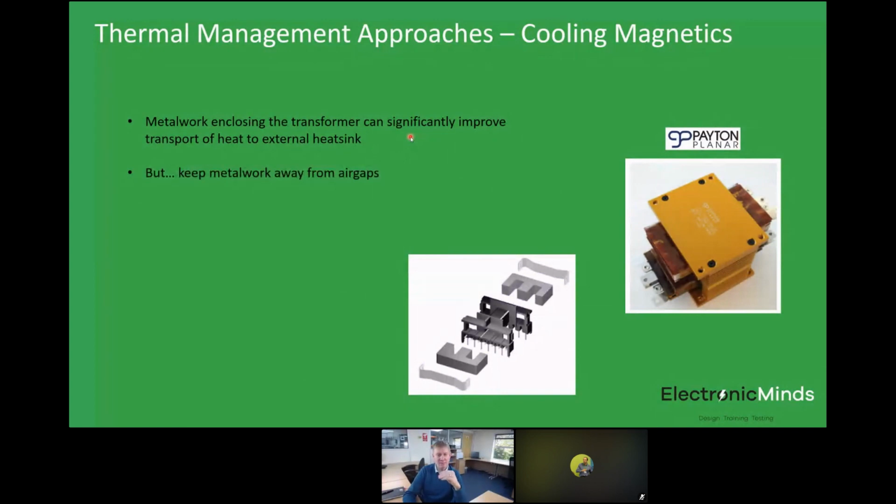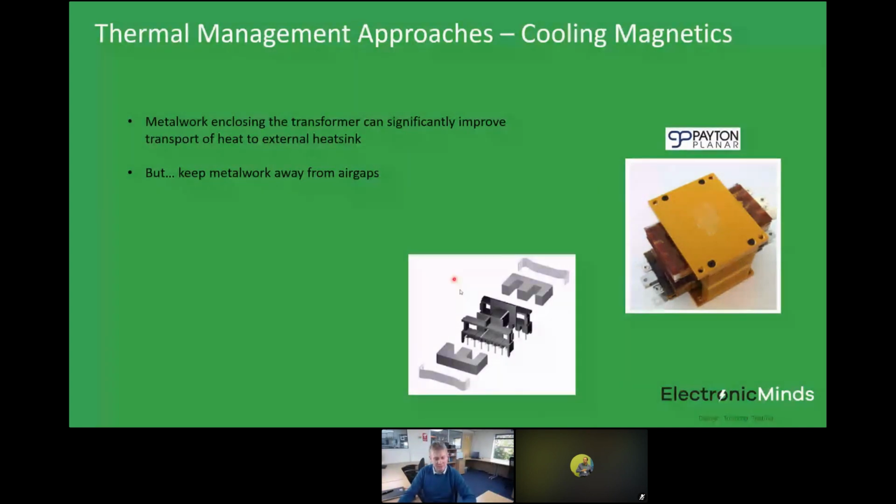However, one word of warning: if you're making up your own custom metal jacket for your magnetic component, you have to keep that metalwork away from air gaps in the transformer because of fringing fields. Fringing fields, if they exist near any electrically conductive material, will cause eddy current losses to build up. It's essentially induction heating. Your metal heatsink will become induction heated by the fringing fields.